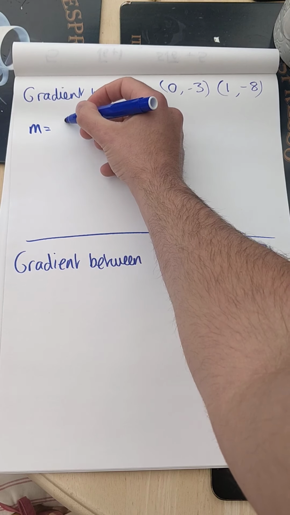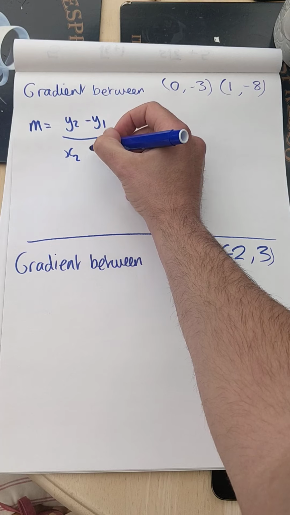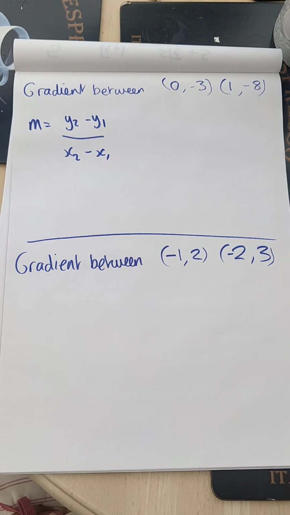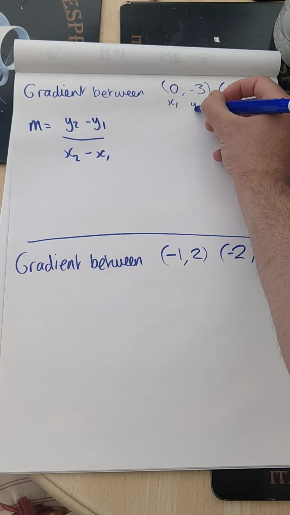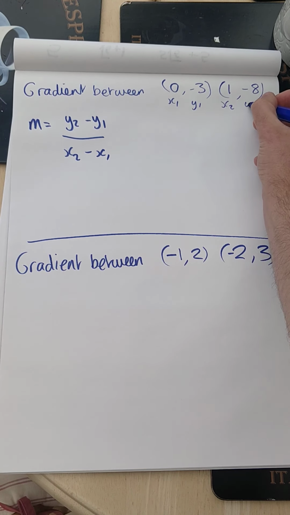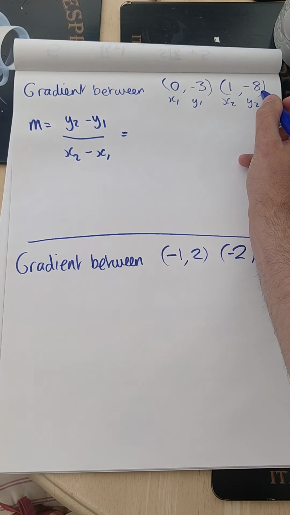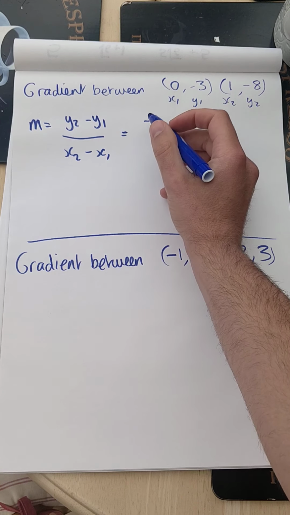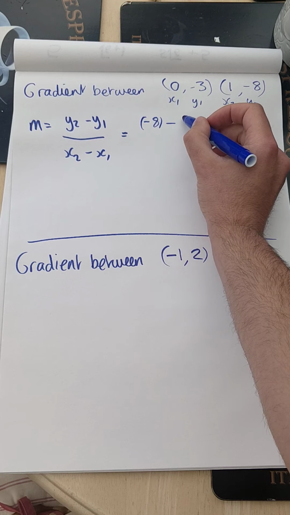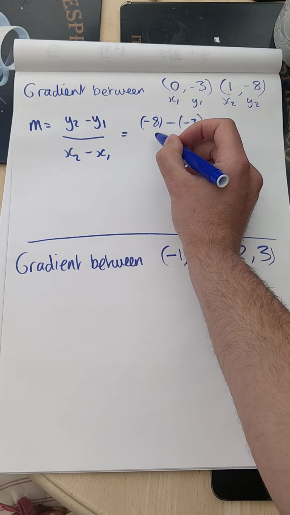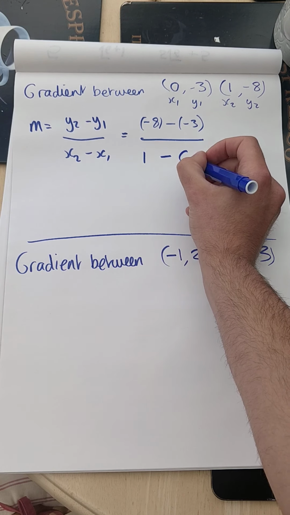So you get m is equal to y2 take away y1 over x2 take away x1. Okay, so label up your coordinates. We've got x1, y1, x2, y2 in that order. So y2 is negative 8, y1 is negative 3. So we've got y2 take away y1, and x2 take away x1.